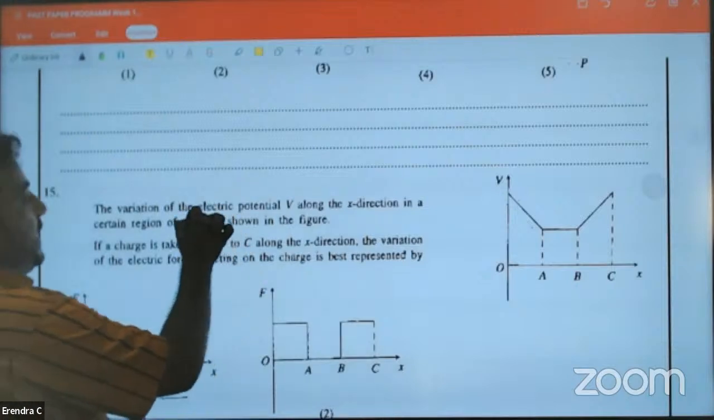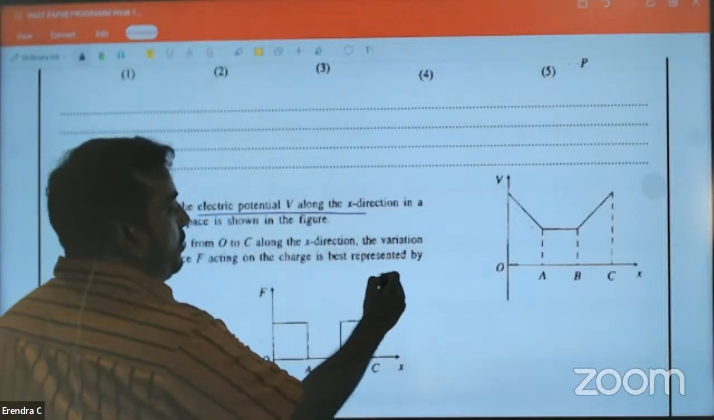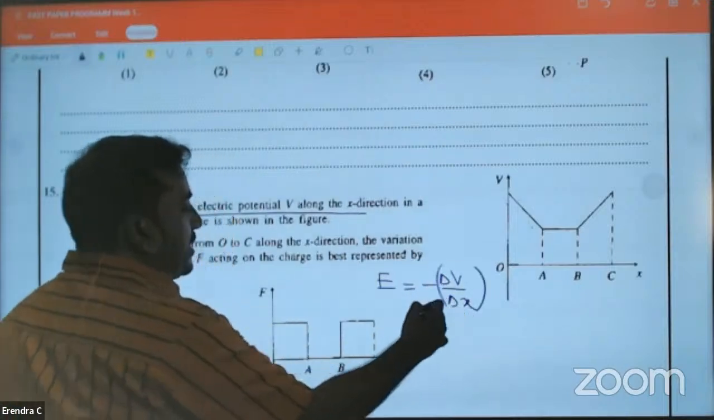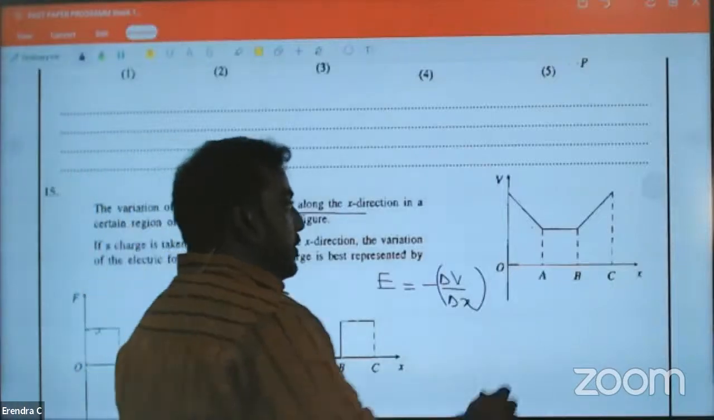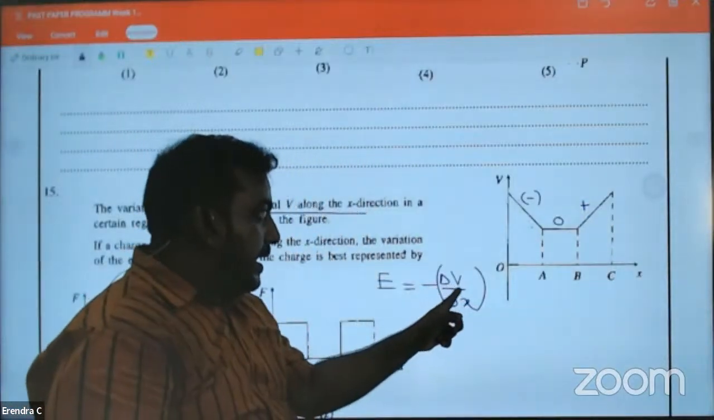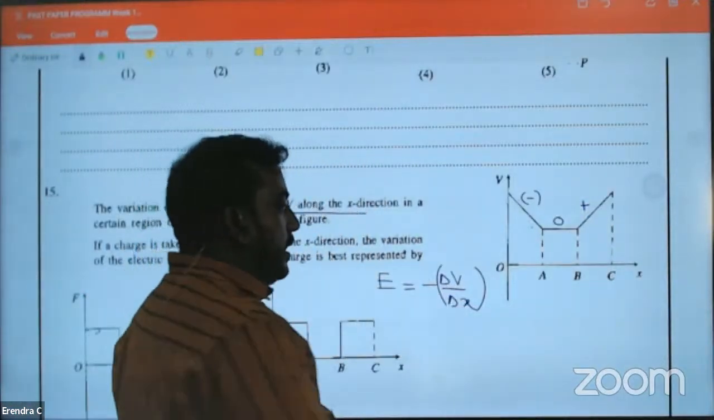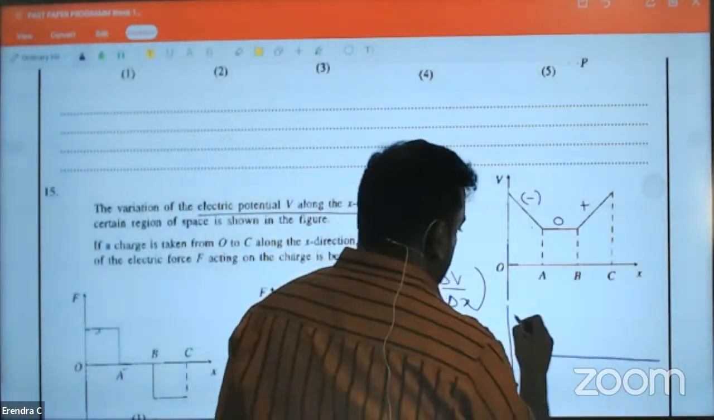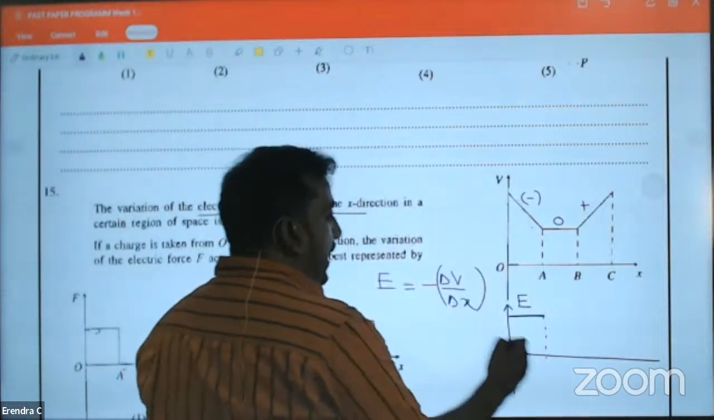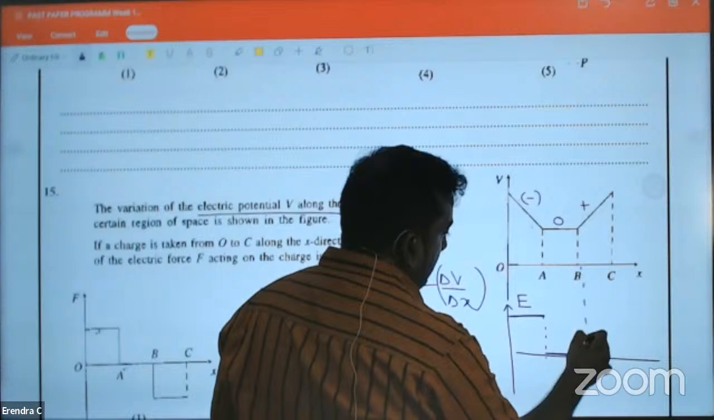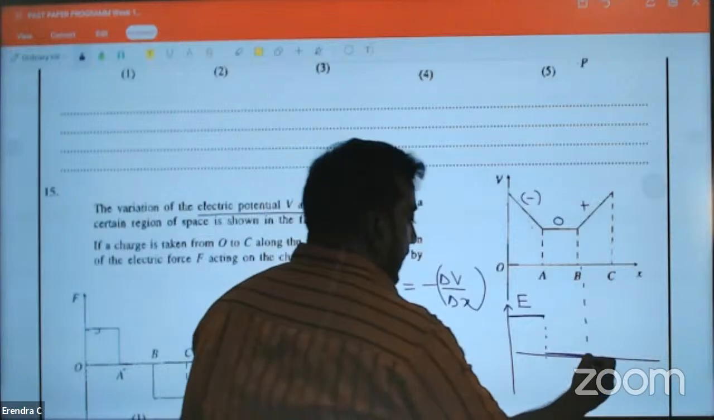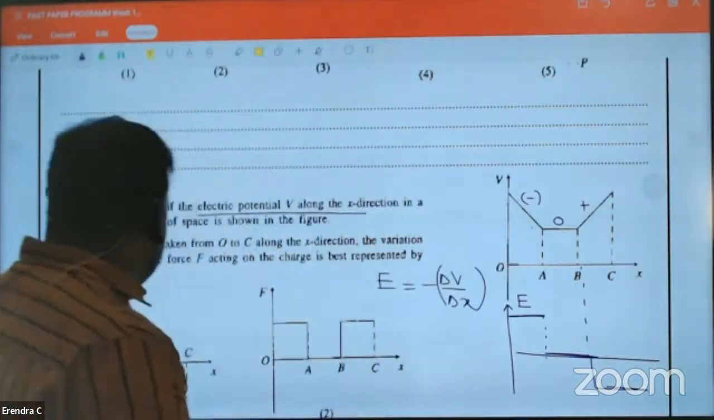The variation of the electric potential along the x direction. You remember, no? E is equal to minus delta V over delta x. Negative potential gradient. So here, negative gradient, zero gradient, positive gradient. Negative, negative becomes positive. Positive constant. Zero gradient means zero electric field. Positive means positive into negative, negative. Negative, there you go.